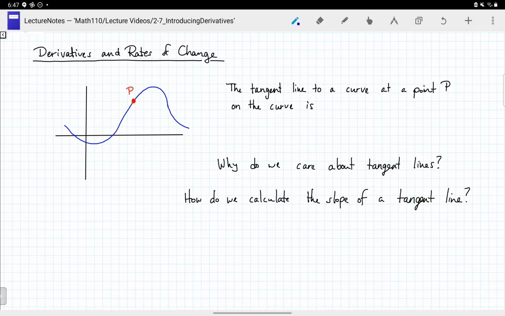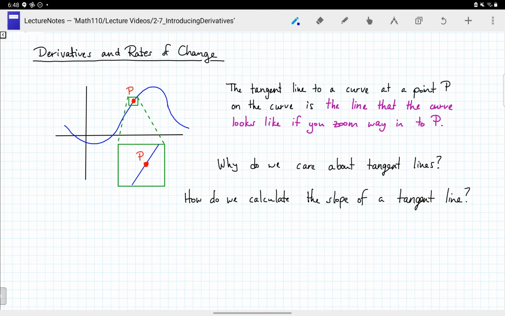So think again about what you understand a tangent line to be. If I want to think about what is the tangent line of this given curve at the point P that's shown here, how do I describe that tangent line? Hopefully you got somewhere along the lines of saying that the tangent line of this curve at the point P is the line that the curve looks like if you zoom way in to P.